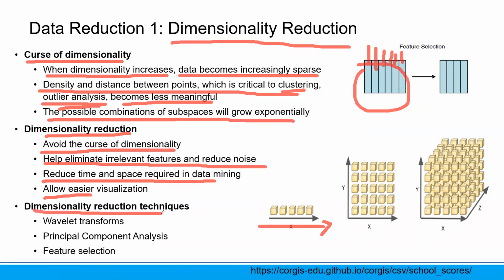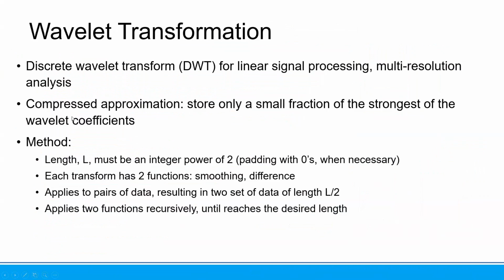So there are some techniques for dimensionality reduction: wavelet, principal component analysis (PCA), and feature selection. So let's see wavelet. We call it wavelet transformation. In some literature, they call it DWT, discrete wavelet transform. It is used for linear signal processing and multi-resolution analysis.